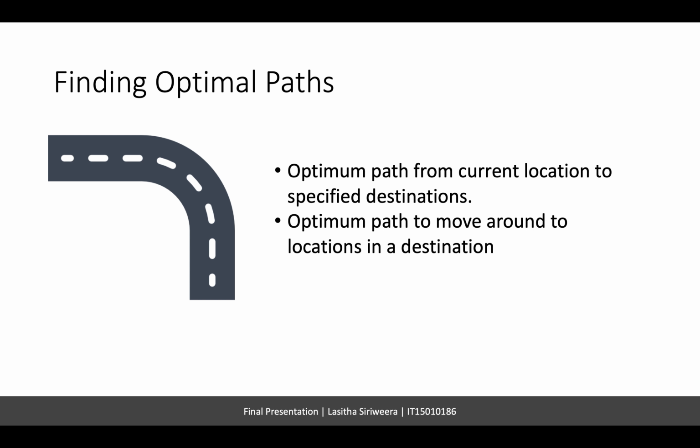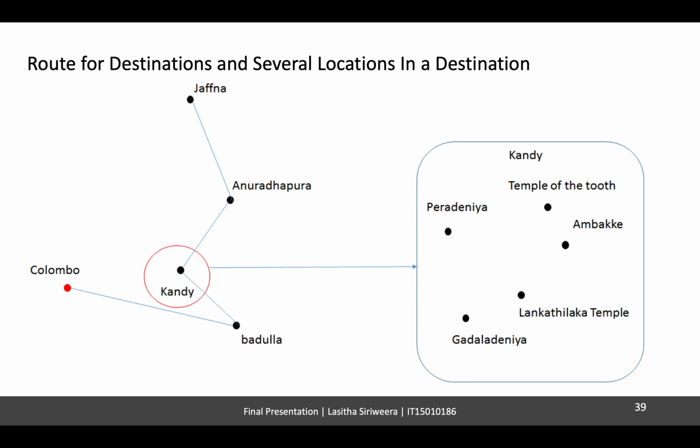Finding the optimal path is going to be done using two steps. First, find the optimum path to each and every area, then find the optimal path to move around the locations in the area. This diagram shows what the areas are and what the locations are in a single area.